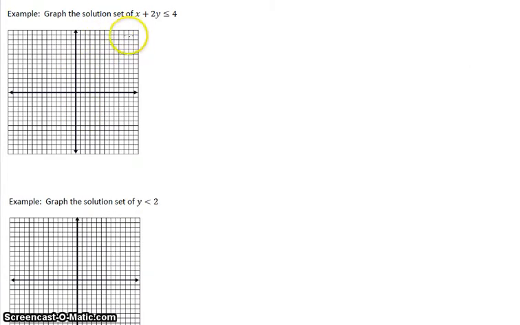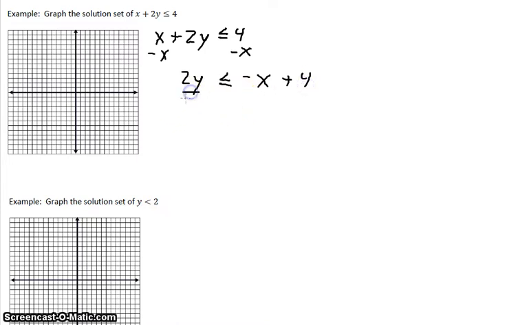Now I'm going to do the exact same thing with this one. I'm going to treat this like I'm trying to solve for y. So I'm going to subtract x, and I get 2y is less than or equal to negative x plus 4. Divide by 2, and I get y is less than or equal to negative 1/2 x plus 2. So I have this solved for y, where y is completely by itself.